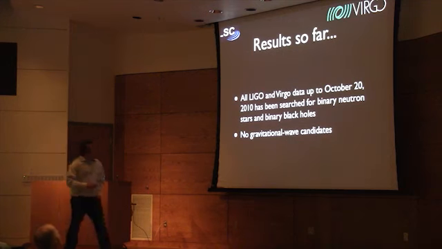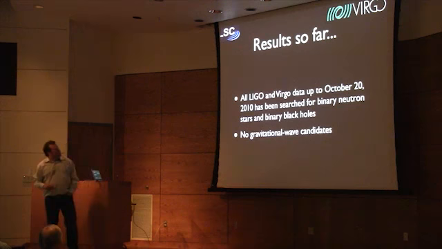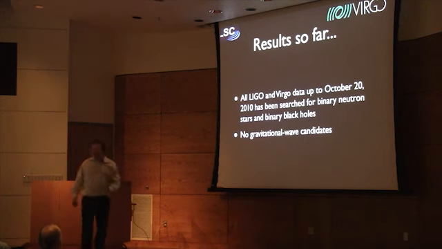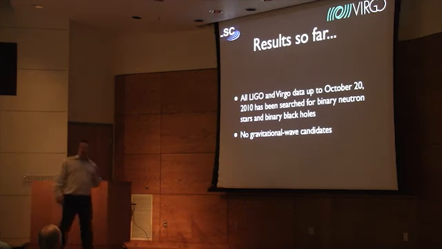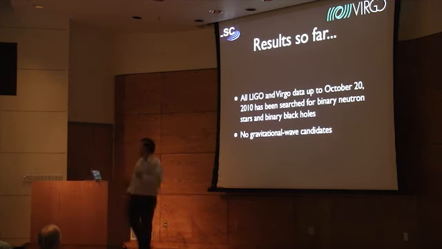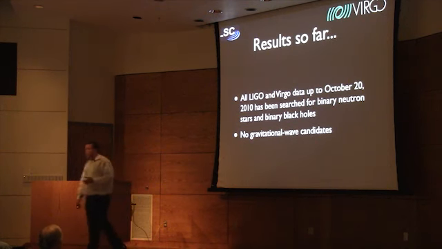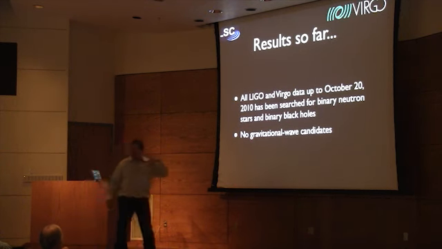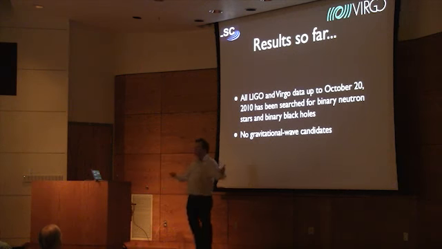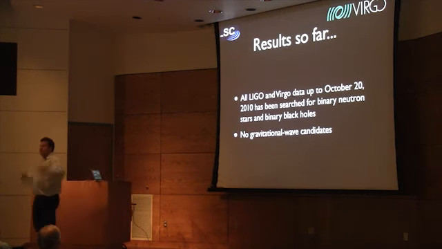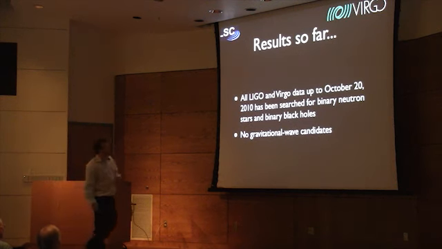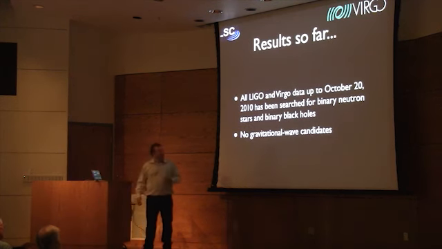So the results so far from the initial LIGO detectors, all the LIGO Virgo data up until October 20th, 2010, has been searched for binary neutron stars and black holes, and unfortunately we have no gravitational wave candidates. But that's not inconsistent with what we know about how far out in the universe we need to see to detect gravitational waves. Black holes crashing into each other is not something that happens every day. It's not something that happens all the time in our galaxy. You need to see a whole lot of the universe to see enough volume to see black holes colliding into each other. So we're pushing that sensitivity down.